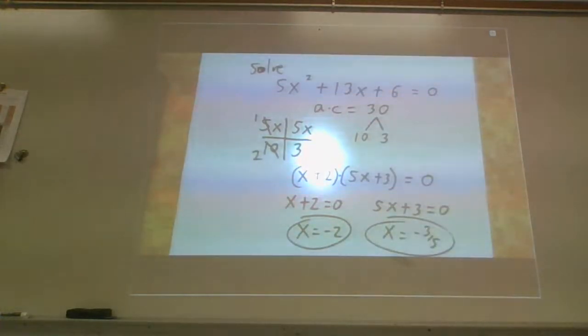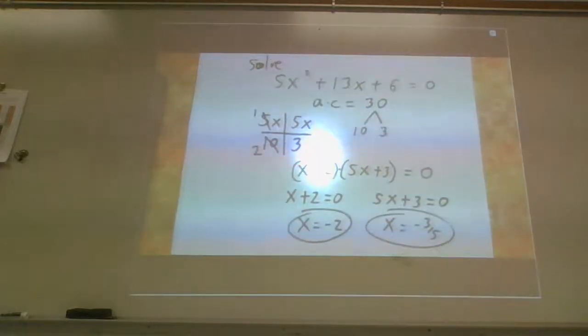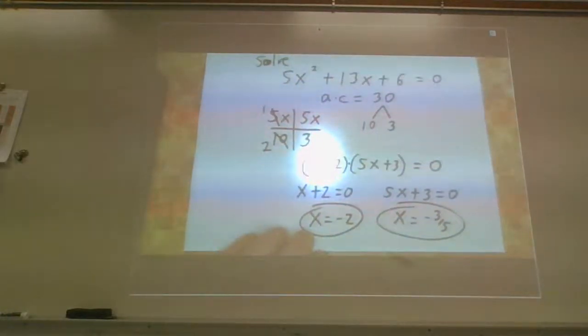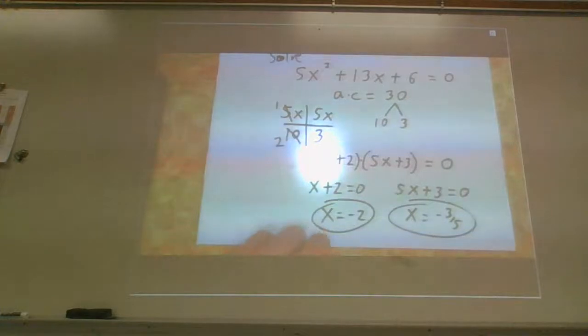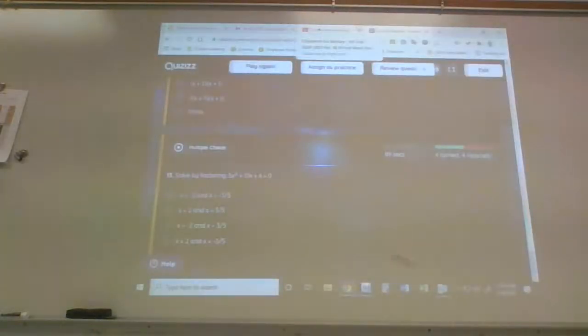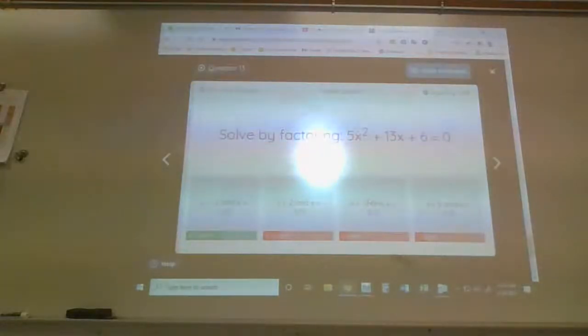I'll check that against what's in the quizzes in a moment. I just want people to have the opportunity to kind of jot that down. You got to factor. And once factored, you can set each of the individual terms equal to 0. If I look at the quizzes, -2 and -3/5 clearly is the answer. And I can see that the rest of people chose answers that were kind of strewn about the rest of the way.